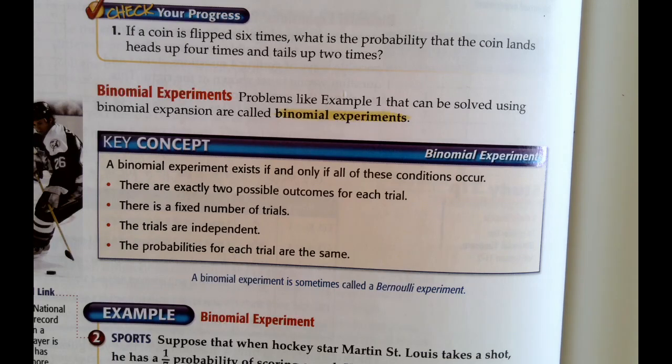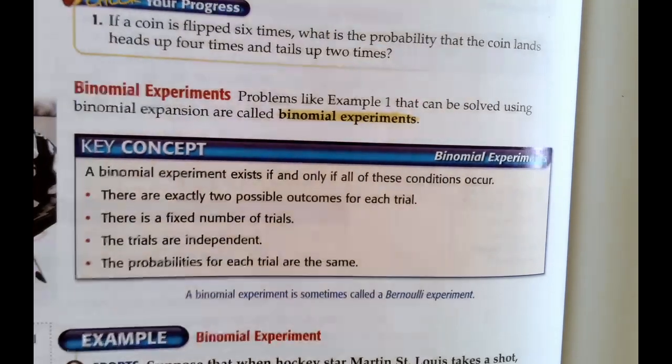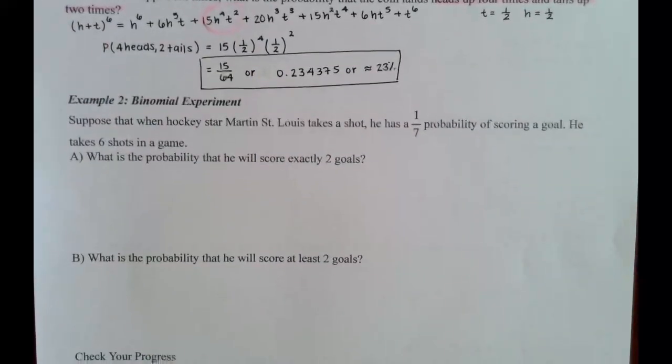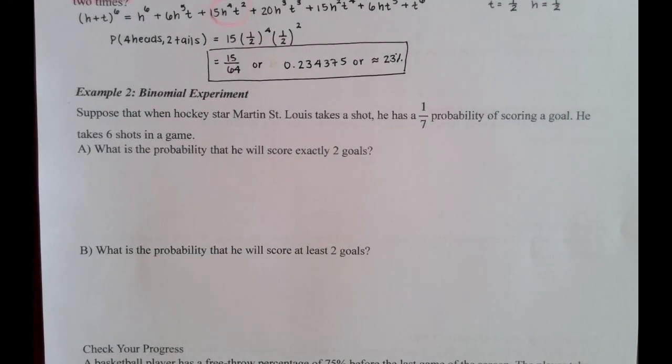And then the probabilities for each trial are the same, right? So it doesn't change what happens next, okay? So with that in mind, let's look at example 2. Suppose that when hockey star Martin St. Louis takes a shot, he has a 1/7 probability of scoring a goal. He takes 6 shots in the game. What is the probability that he will score exactly 2 goals?